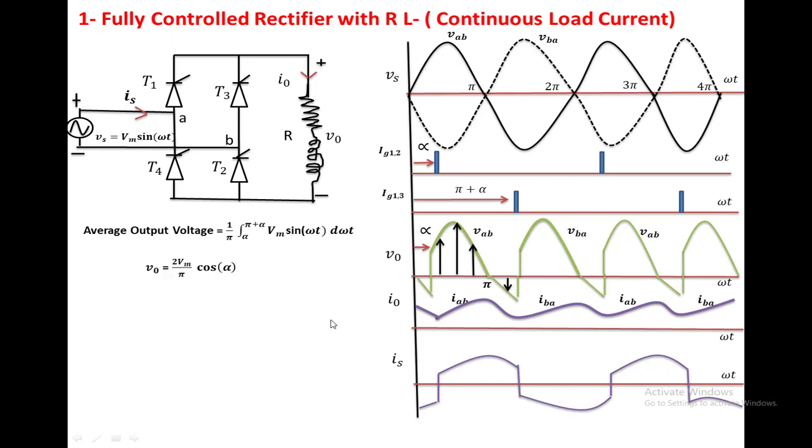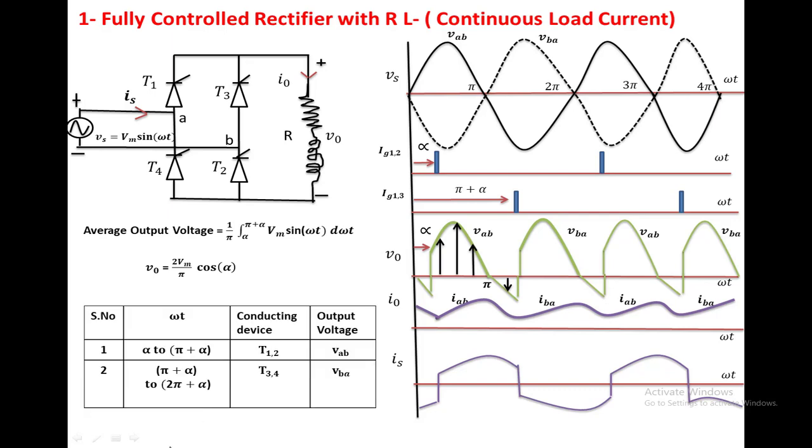If we keep the same circuit operation in a table: from alpha to pi plus alpha, T1, T2 is conducting and the output voltage is VAB. Again from pi plus alpha to 2 pi plus alpha, T3, T4 is conducting and the output voltage is VBA. Next, again T1, T2 is conducting.